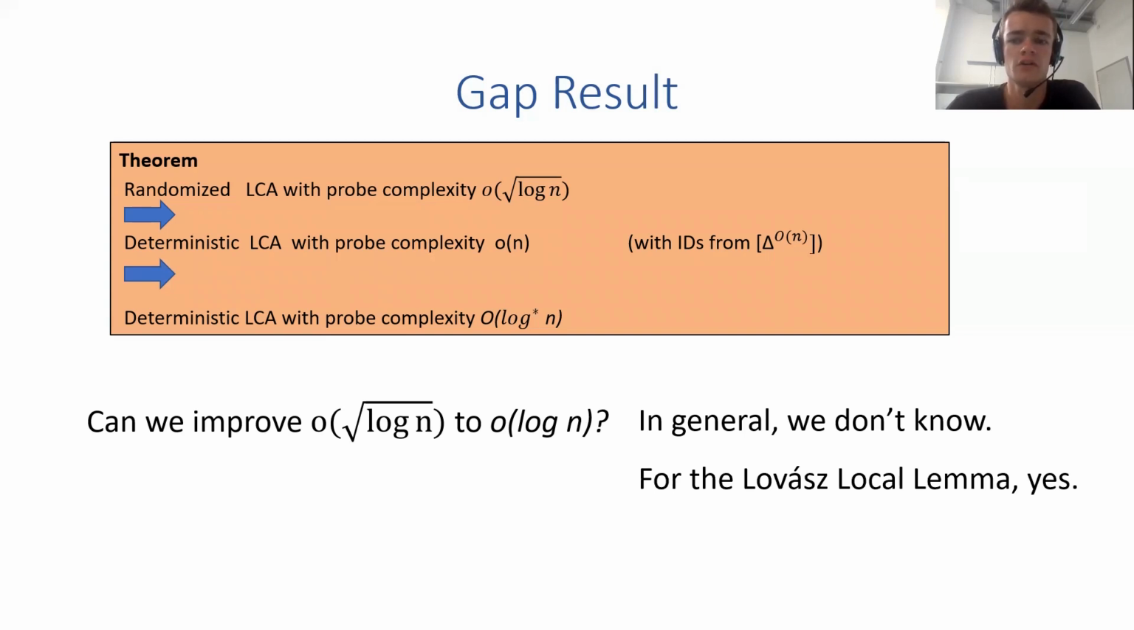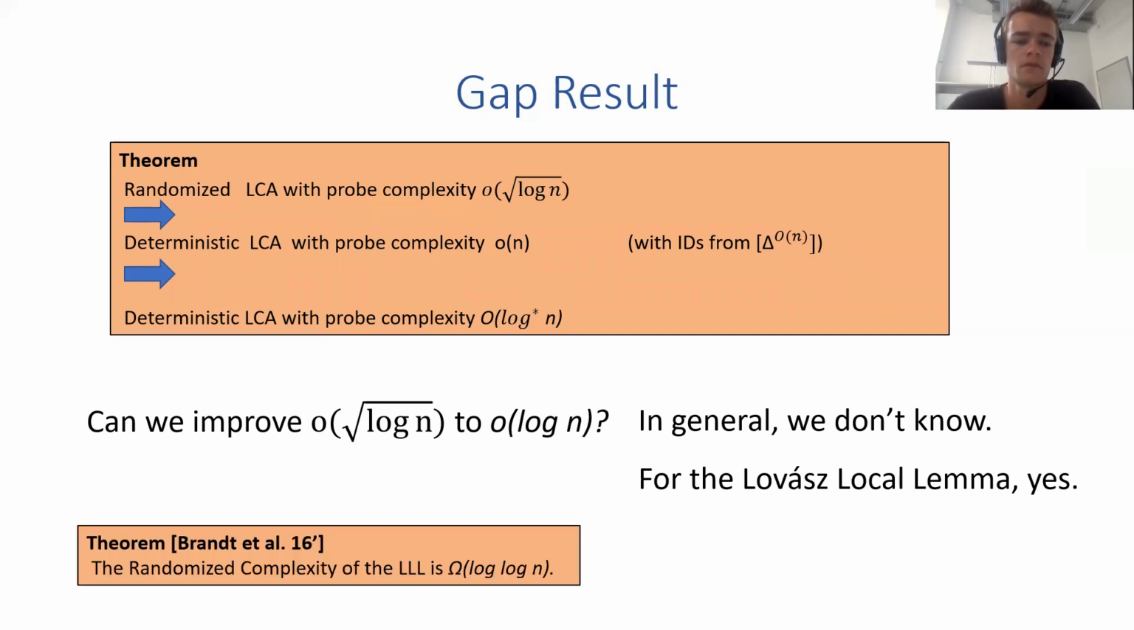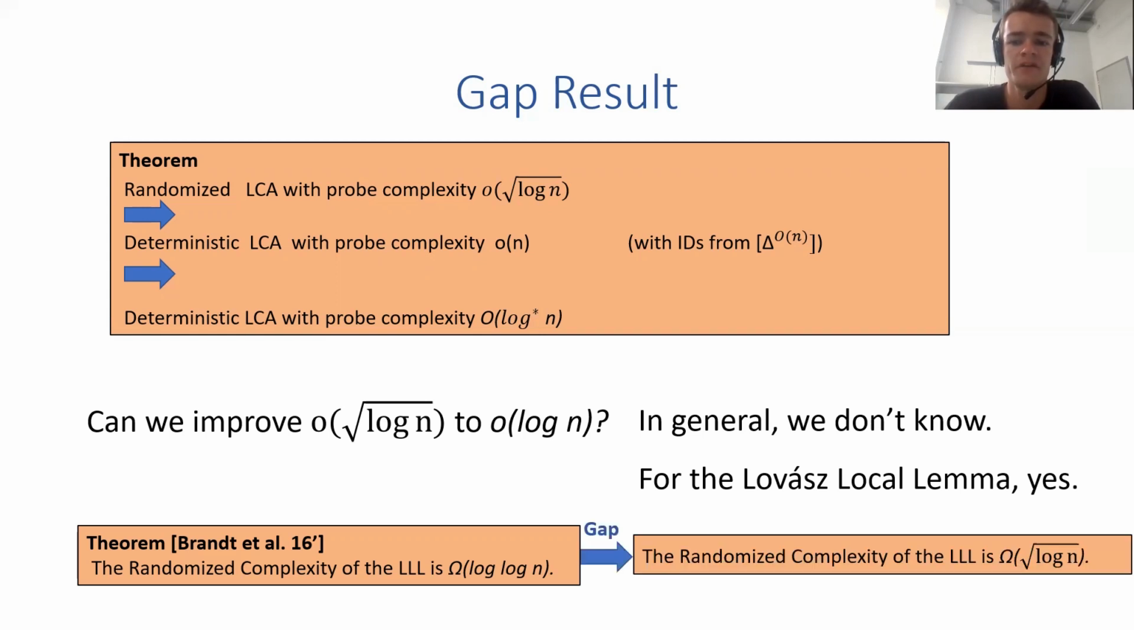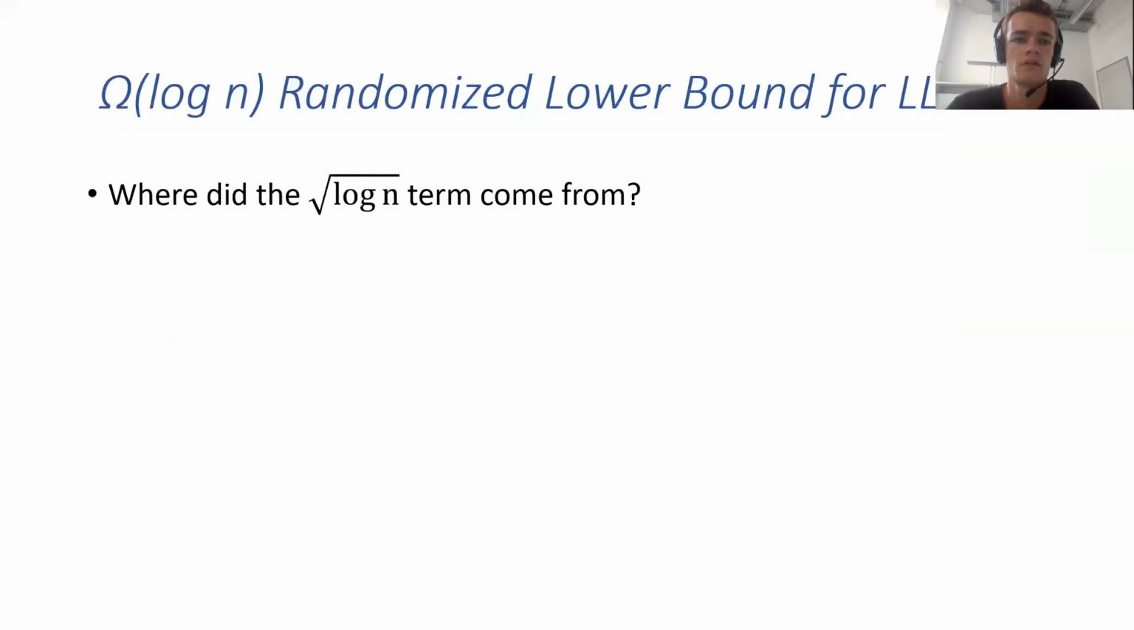However, for the so-called distributed Lovász local lemma, we really can get a stronger bound. In the Lovász local lemma, by a result of Brandt, it follows that the randomized complexity of the LLL is at least omega of log log N. And now with the result that we have shown, we actually get the stronger statement that the randomized complexity of the LLL is omega of square root log N. And now what I'm going to sketch is that we can actually improve this bound to omega of log N.